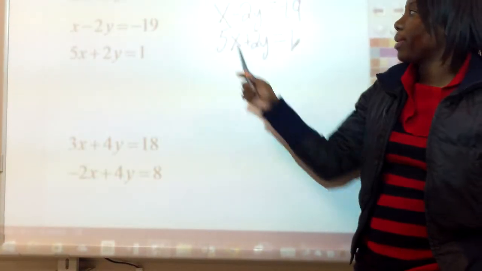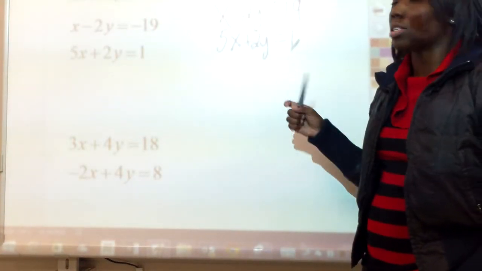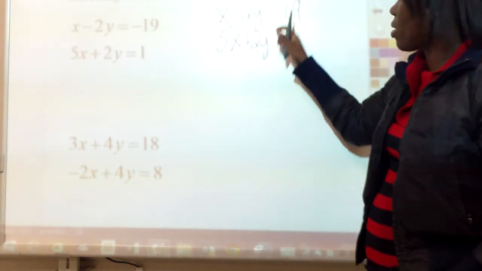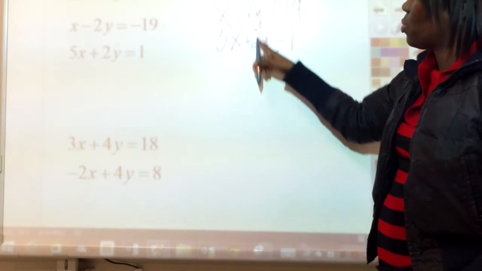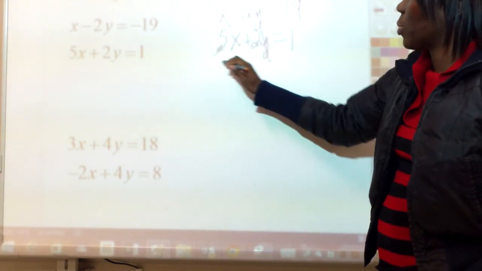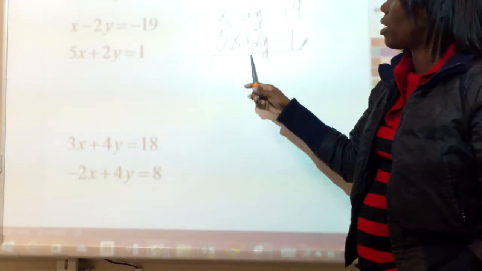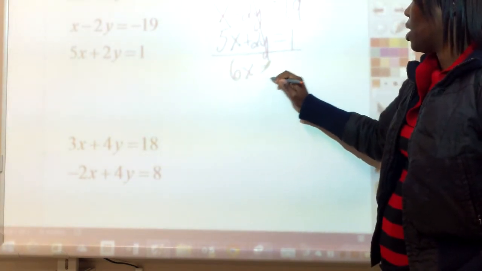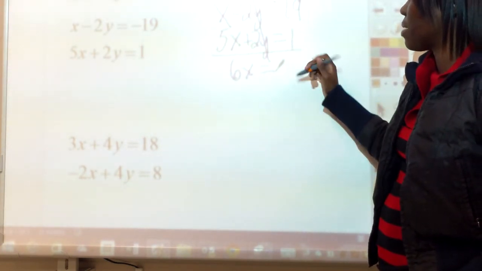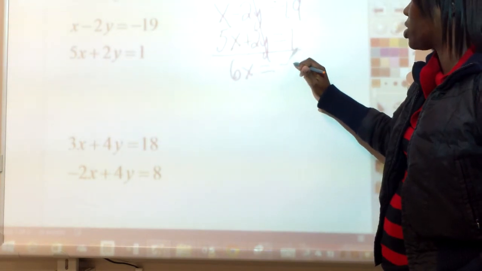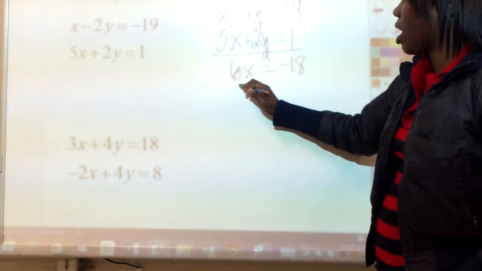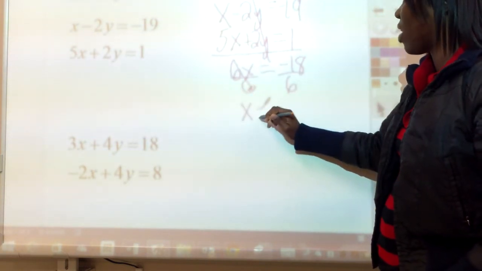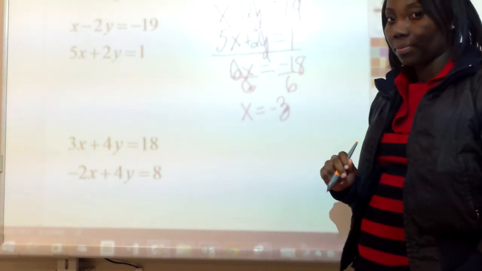With the elimination method, remember you're writing both equations on top of each other in standard form. If you look at this problem, the y's cancel out: 2y minus 2y. So we combine the rest of the equation. 5x plus x is 6x, and it's equal to negative 19 plus 1, which is negative 18. We solve for x and divide both sides by 6, and so the x value is equal to negative 3.